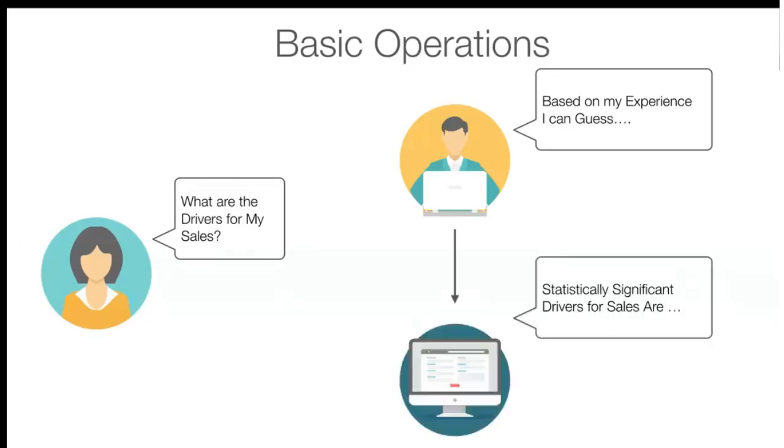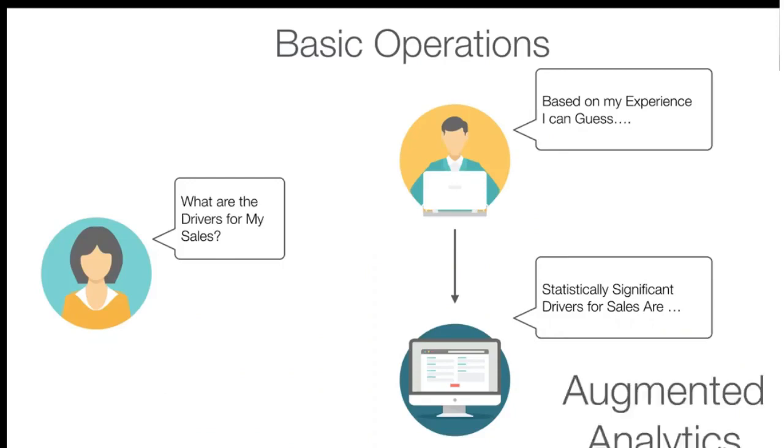What if with a tool, I could just connect to a data source and the tool itself could tell me, look, the statistically significant drivers for your sales are A, B, and C. This removes the personal bias, plus it gives me a lot of knowledge that it would take weeks or months before I could get it myself. And this is what we call augmented analytics.